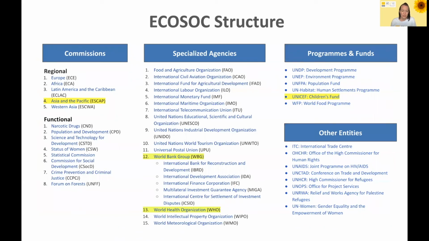A number of commissions, specialized agencies, programs, and funds sit under ECOSOC. For example, Hong Kong falls under the UN Economic and Social Commission for Asia and the Pacific, otherwise known as ESCAP. Other specialized agencies and funds of note that we will refer to later in this video series include the World Bank, the World Health Organization, and UNICEF, the UN's Fund for Children.